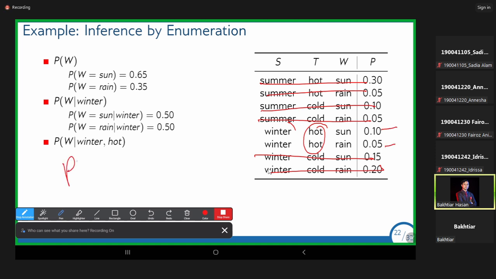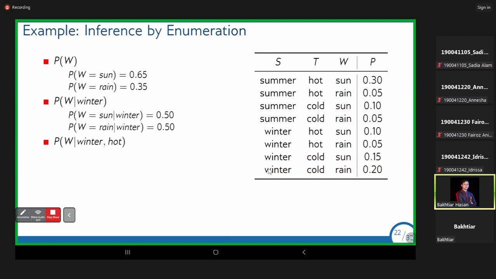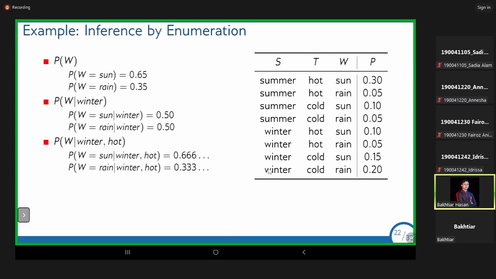So we get P of sun given winter and hot, and P of rain given winter and hot. For the sun, we get 0.1. For the rain, we get 0.05. Then we don't have to collapse anything since we do not have any other hidden variables. So we are left with this one. Then we need to normalize things. If we normalize, we get 0.666 for the sunny and 0.333 for the rainy.